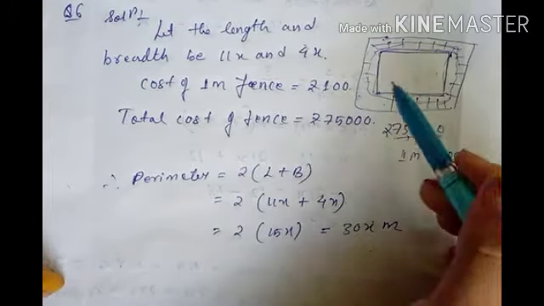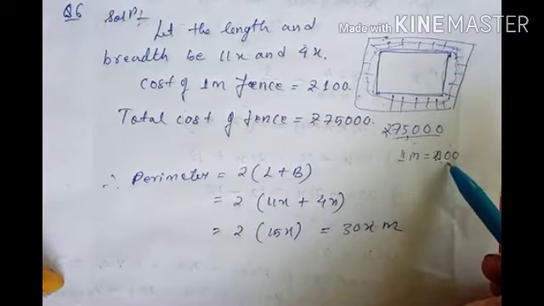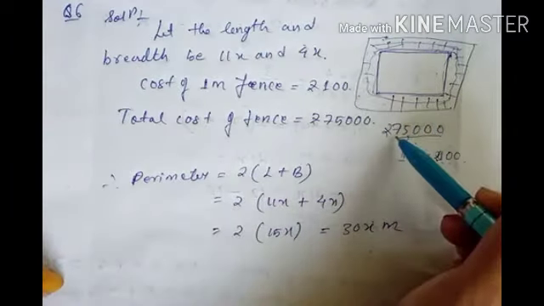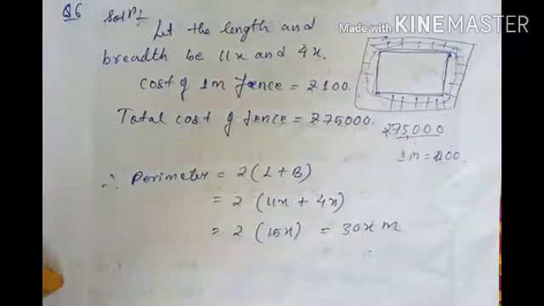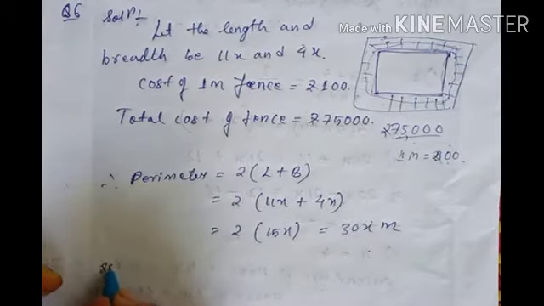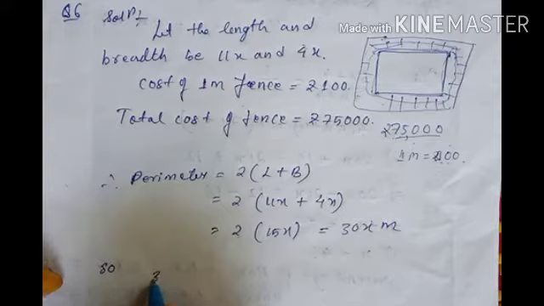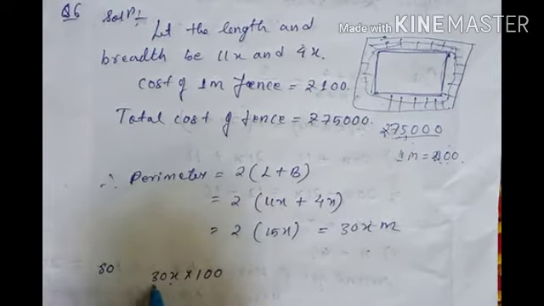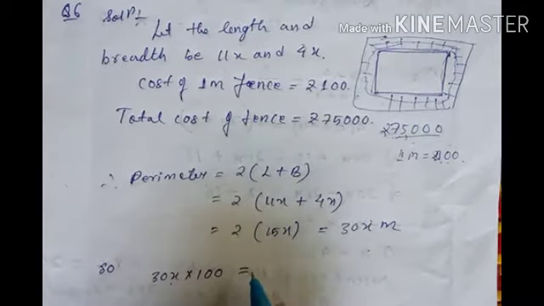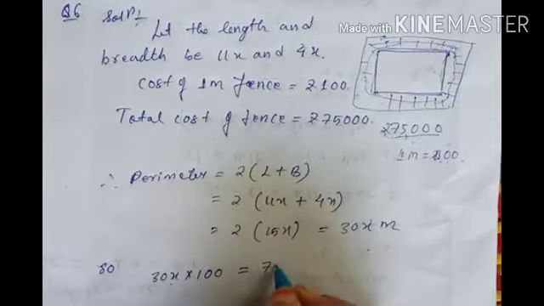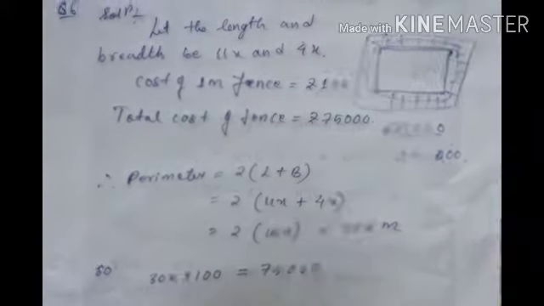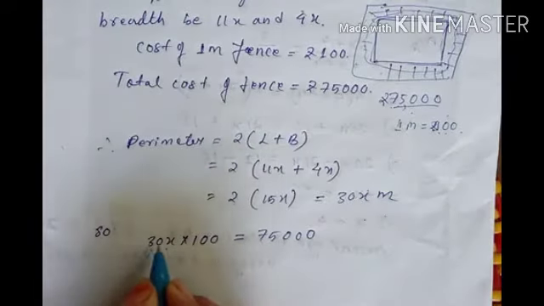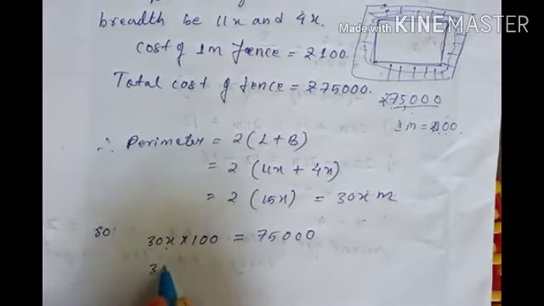30x meter. So total this perimeter is how much? 30x meter. And for 1 meter how many cost? 100 rupees. And for all this the cost is how much? 75,000. Therefore, what you will do, 30x you will multiply with 100, because this much meter is there, 30x meter, and for 1 meter cost is how much? 100. So you will multiply with 100, and this is equal to total cost, how much? 75,000.